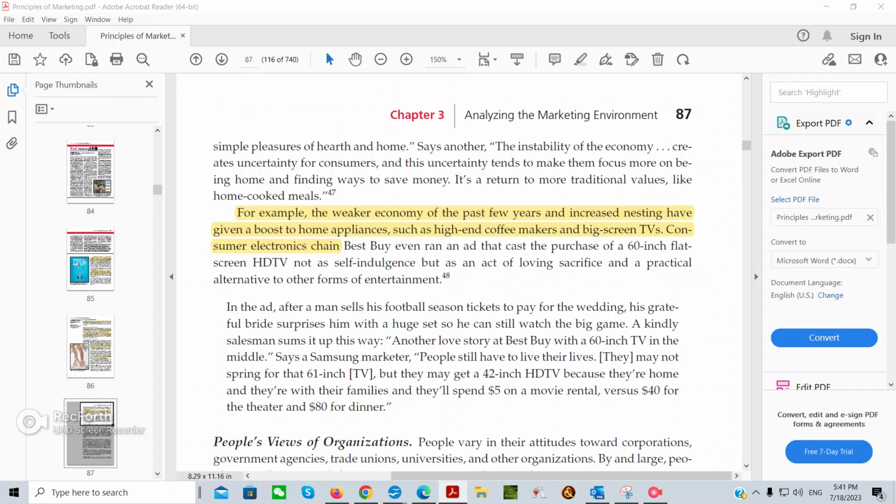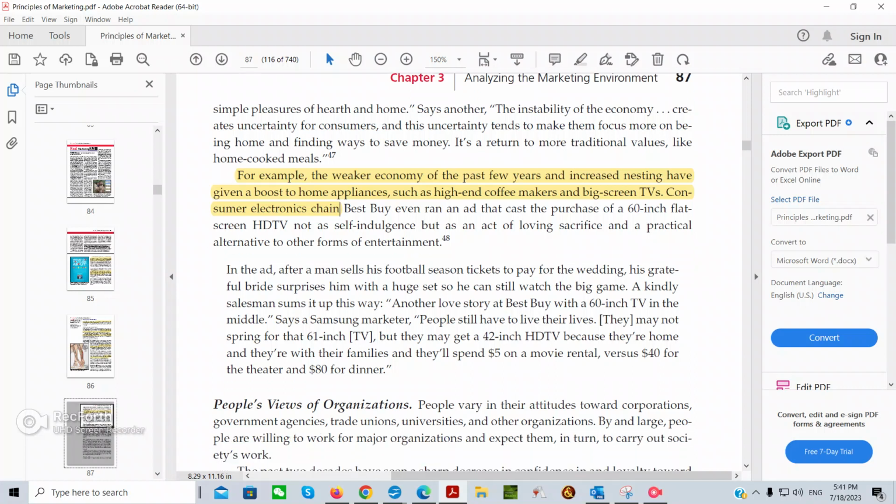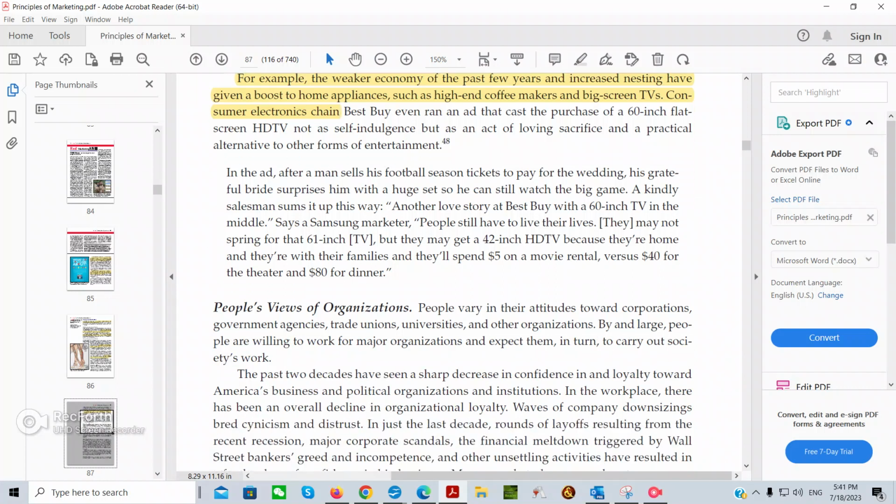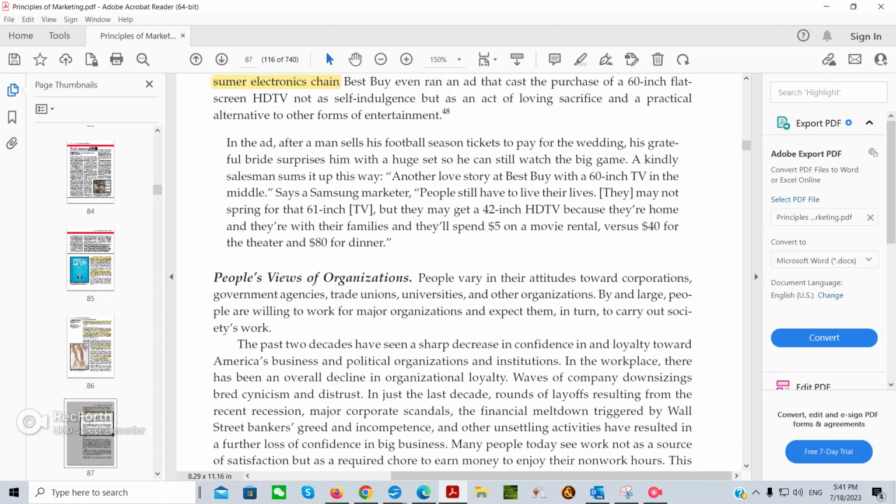The kindly salesman sums it up in this way: "Another love story at Best Buy with a 60-inch TV in the middle." Says a Samsung marketer, people still have to live their lives, meaning they may not spring for another 61-inch TV, but they need to get the 42-inch HD TV because they're home and they're with their families, and they'll spend $5 on a movie rental versus $40 in the theater and $80 for the dinner.